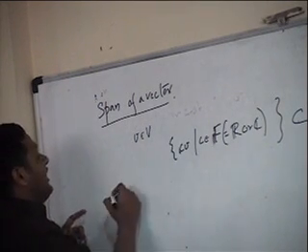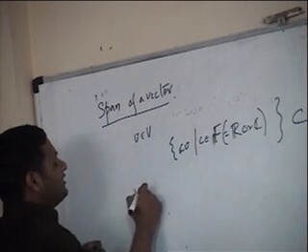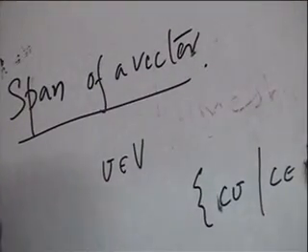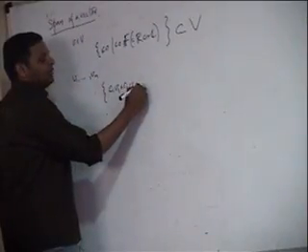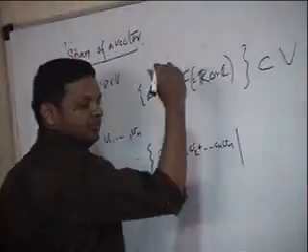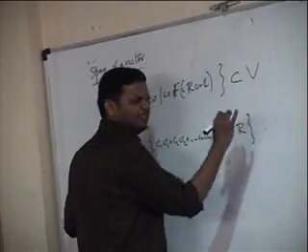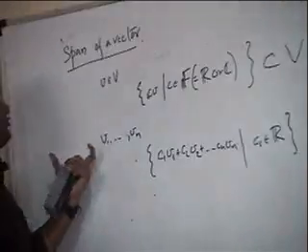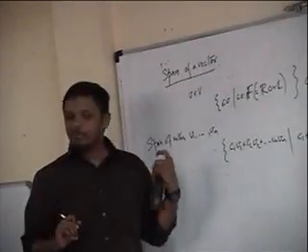Similarly, you can take two vectors and take the span, or n vectors and take the span. How do you do that? Suppose we have the vectors v1 up to vn. I consider the set of all vectors of the form c1 v1 plus c2 v2 plus etc. up to cn vn, where each ci belongs to R. I will fix my attention to R. So this is called the span of vectors v1 to vn. This again is a subspace.